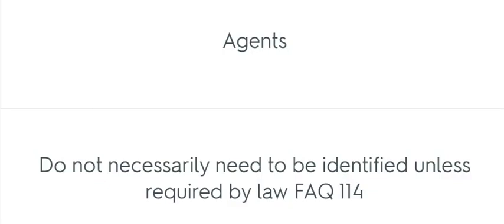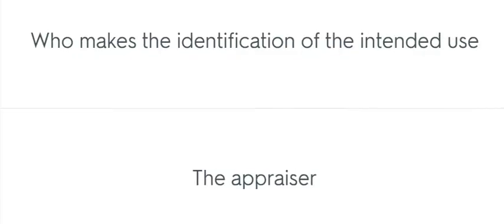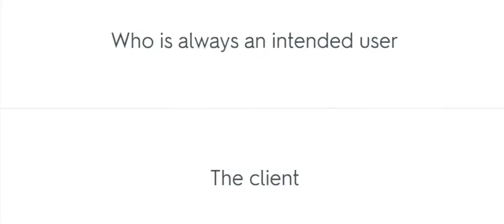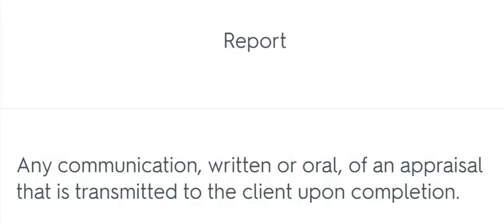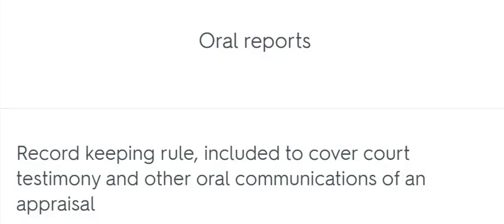FAQ 114. Who makes the identification of the intended use? The appraiser. Who is always an intended user? The client. Report. Any communication, written or oral, of an appraisal that is transmitted to the client upon completion. Oral reports. Record-keeping rule included to cover court testimony and other oral communications of an appraisal.